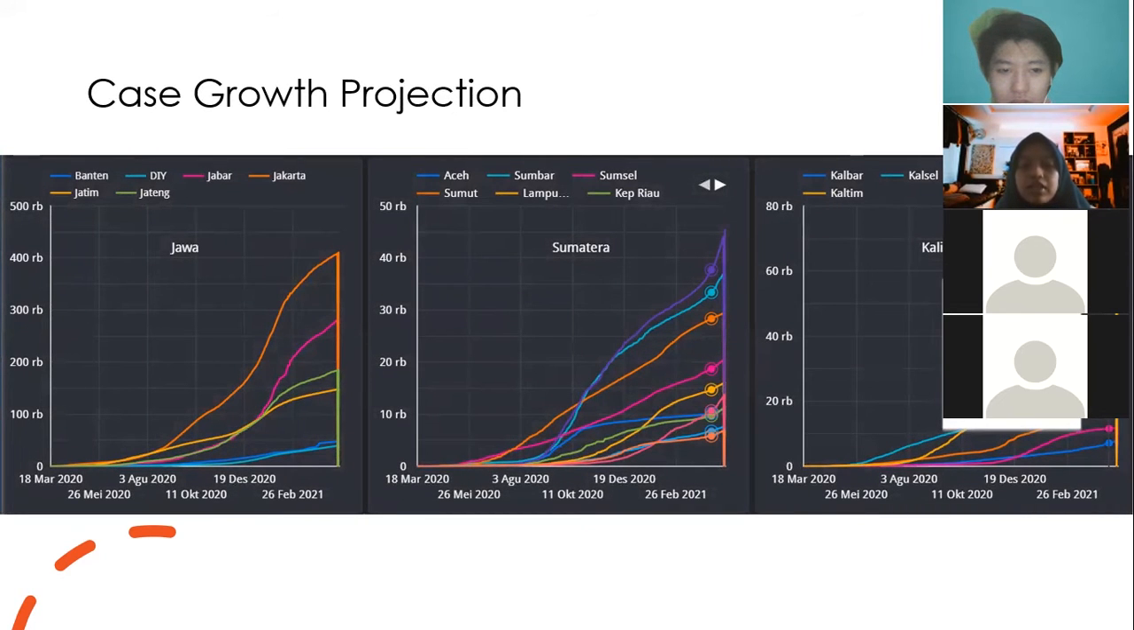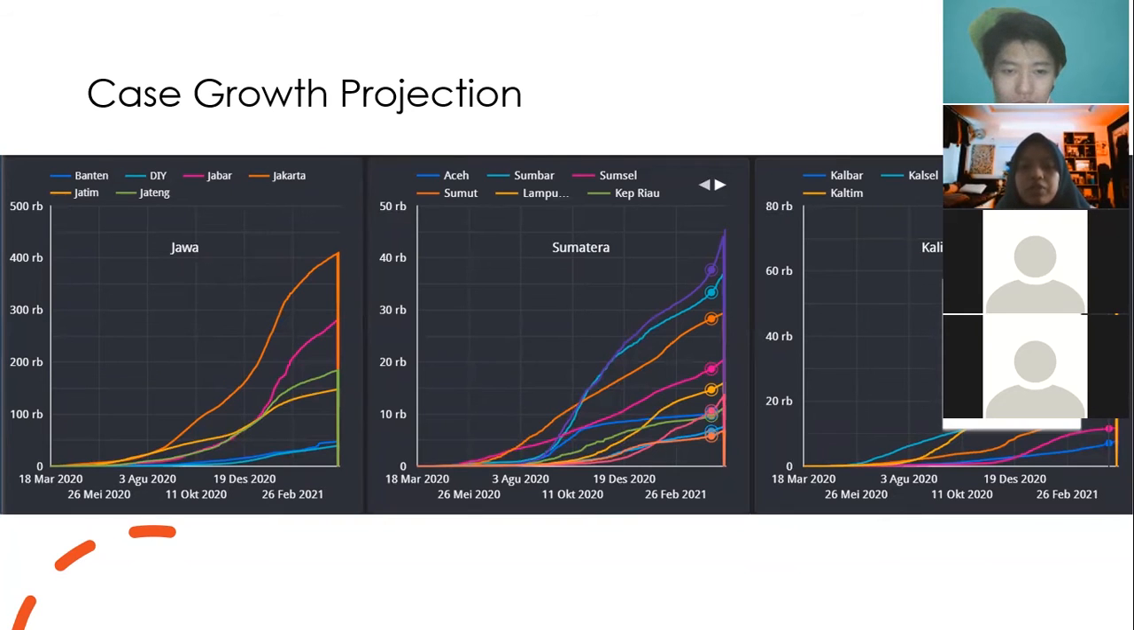The first one is an example of direct output taken from the official Respond COVID-19 website. Through this graph, we can easily observe the progress of cases in Indonesia over time in each region. Now, let's look at the chart in the middle.